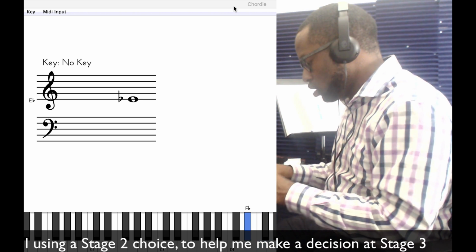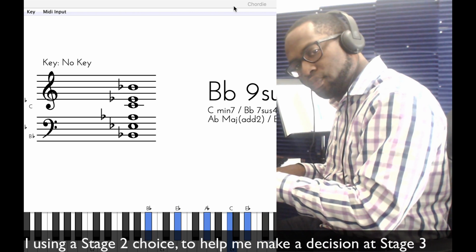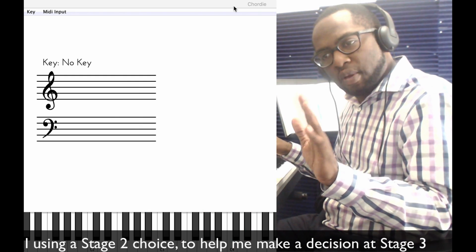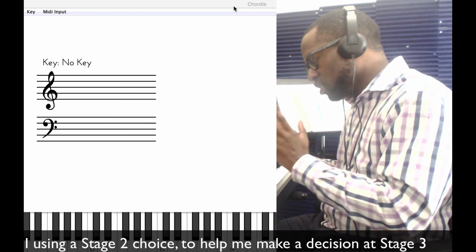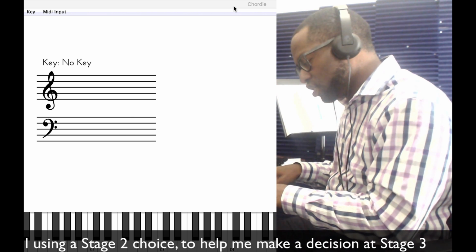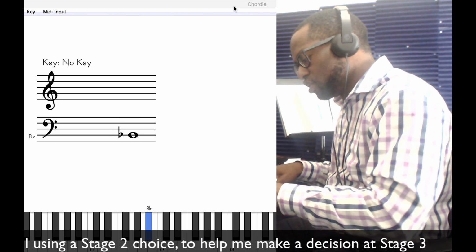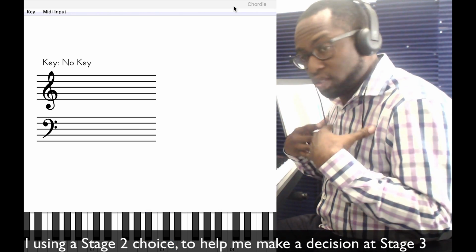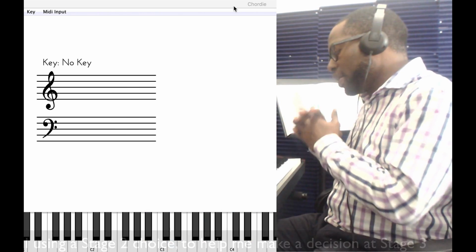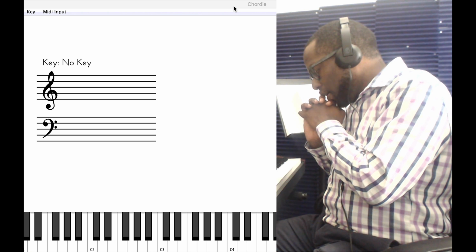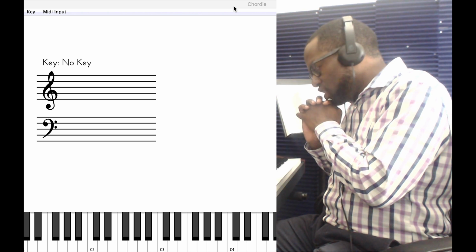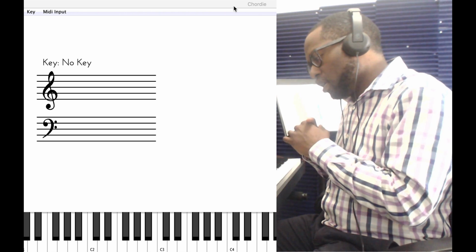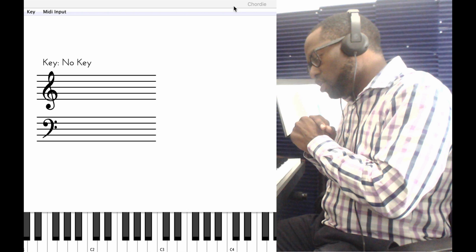So I can automatically go to the sus. I don't even have to touch stage 3, 4, or 5, because I heard in stage 1 the 7th, and in stage 2 I heard neither minor nor major. So automatically when that happens, I tend to go to sus. Now, if you wanted to hear, let me jump to stage 5, because it's not one of the 4, and it's actually not an extension either.